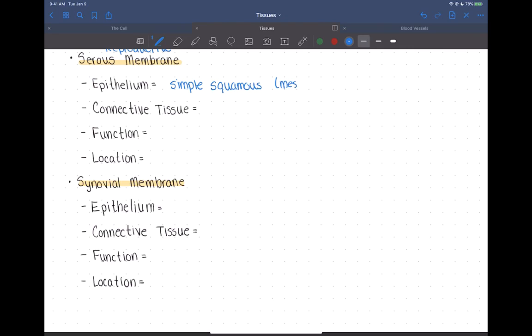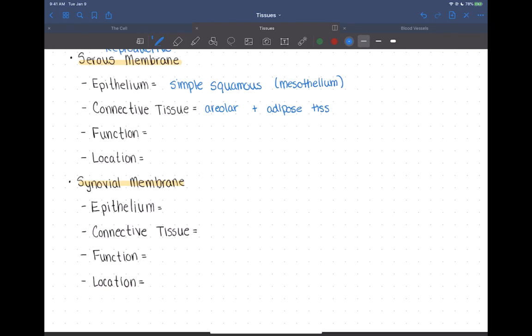And I'll just put here mesothelium as a reminder. Okay. And the connective tissue underneath it is going to be areolar and sometimes adipose tissue as well. All right, so areolar and adipose. And so a lot of membranes get fat deposits in them as well. A lot of these serous membranes do. So you can have adipose tissue.